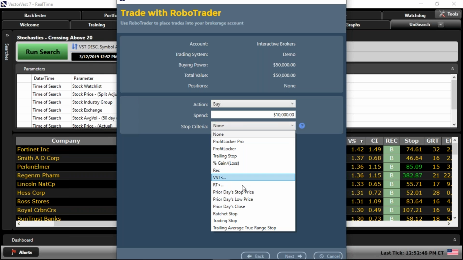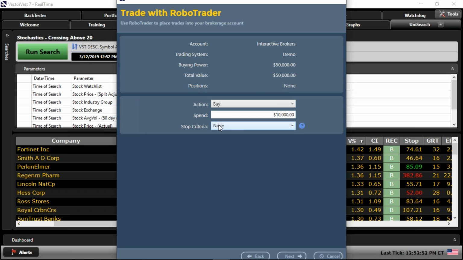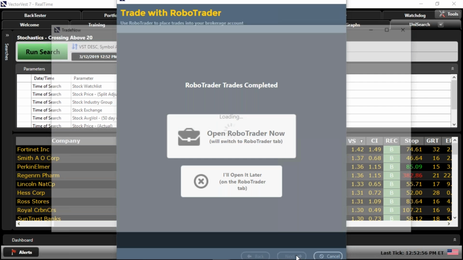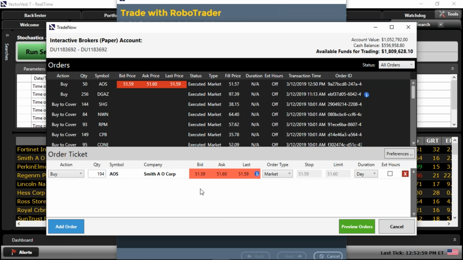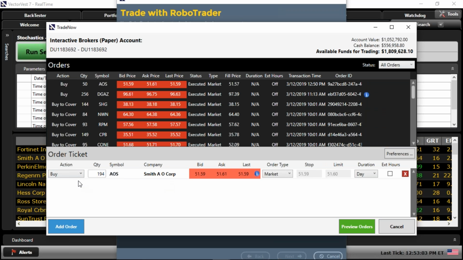Okay. You can also choose any of the stop criteria, the sell criteria that VectorVest has within the program. For purposes here, I'm just going to select none. I want to buy it. I want to click next. Same order ticket, right? But the Robo Trader is smart enough to fill in the data, fill in the numbers. I already told it I want to buy. I told it, guys, that I wanted to put $10,000 into this stock, so it knows to buy 194 shares of it.